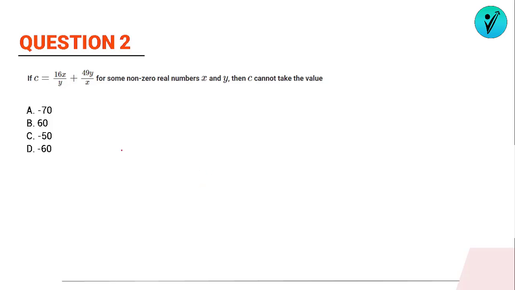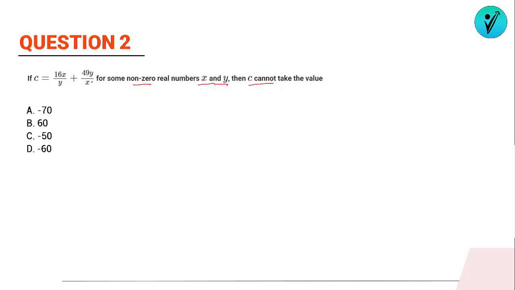So question number 2 is what? If C is given by 16x upon y plus 49y upon x for some non-zero real numbers x and y. So x and y are non-zero and they are real numbers. Then what is the value which is not feasible for C? Out of these options, which is the value that C can't take?